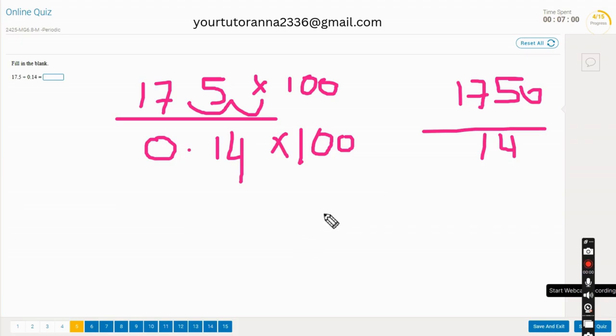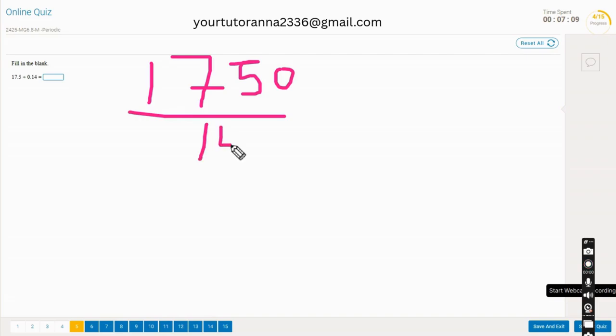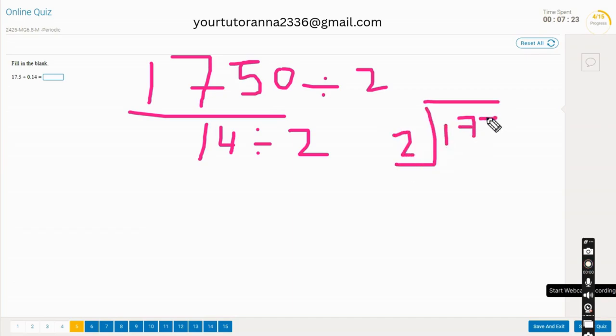So let's do it directly. So 14, or you can, okay. So 1750, if you want to simplify it, so it becomes a smaller number, you can divide this by 2, which I always recommend to students I tutor because it becomes smaller for them. So it's easier to handle. And also dividing by 2 is quicker. So you can do 2. Everybody knows the multiplication of 2.